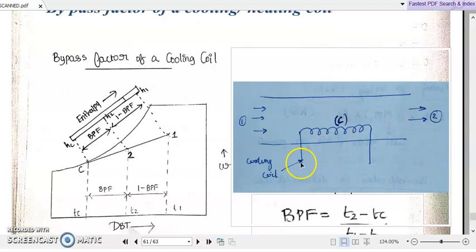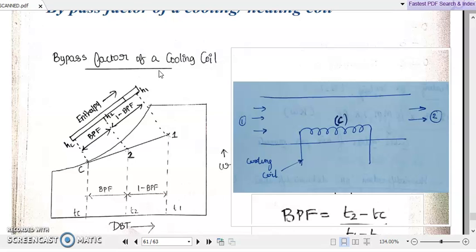The same case happens for a heating coil also. Whenever we are placing a heating coil, some air molecules may get heated up by that heating coil, and some air molecules may remain at the same temperature, having bypassed that heating coil. So this bypass factor we need to consider. This is a very important term in our air conditioning process.